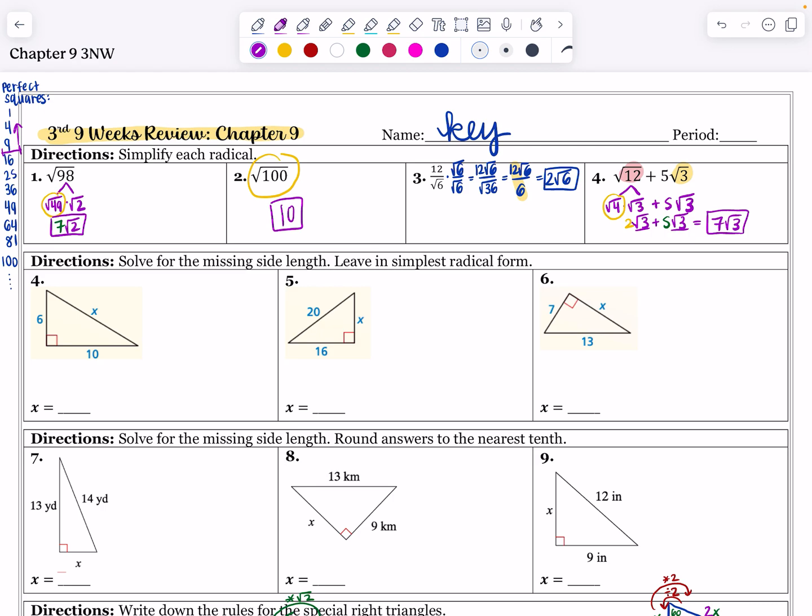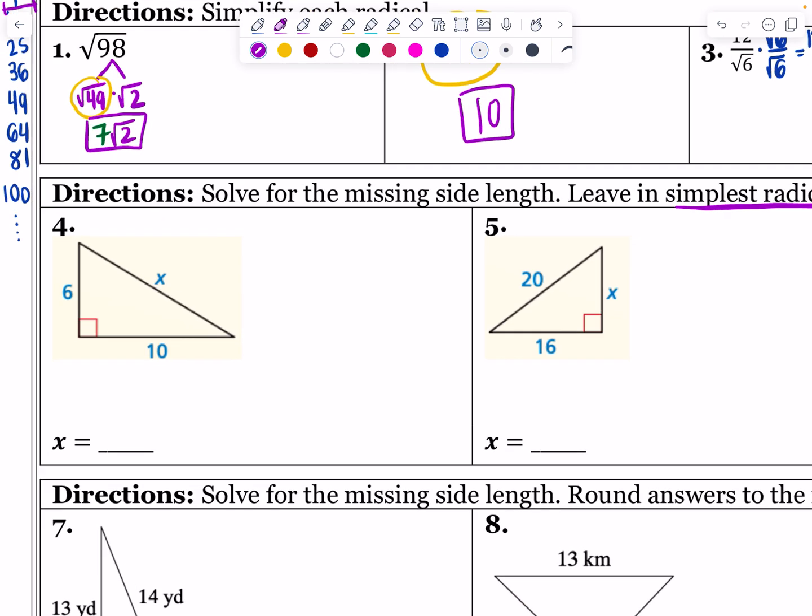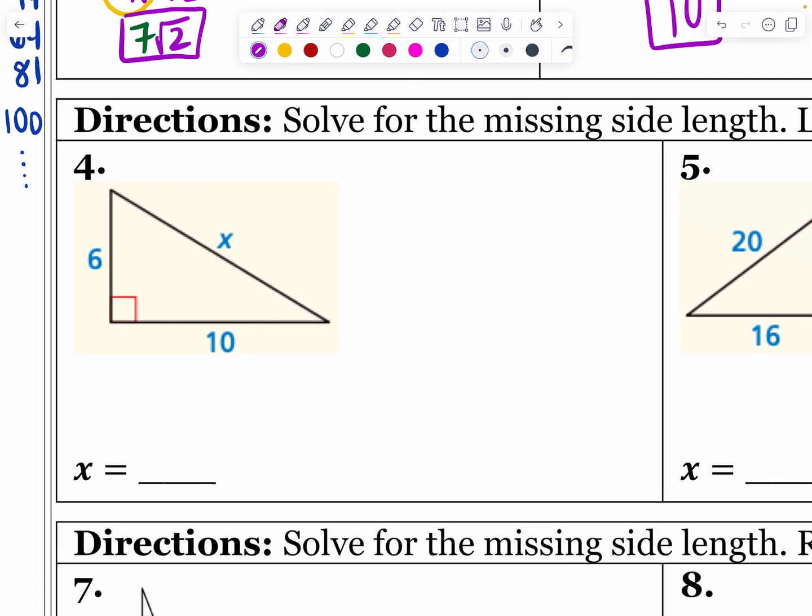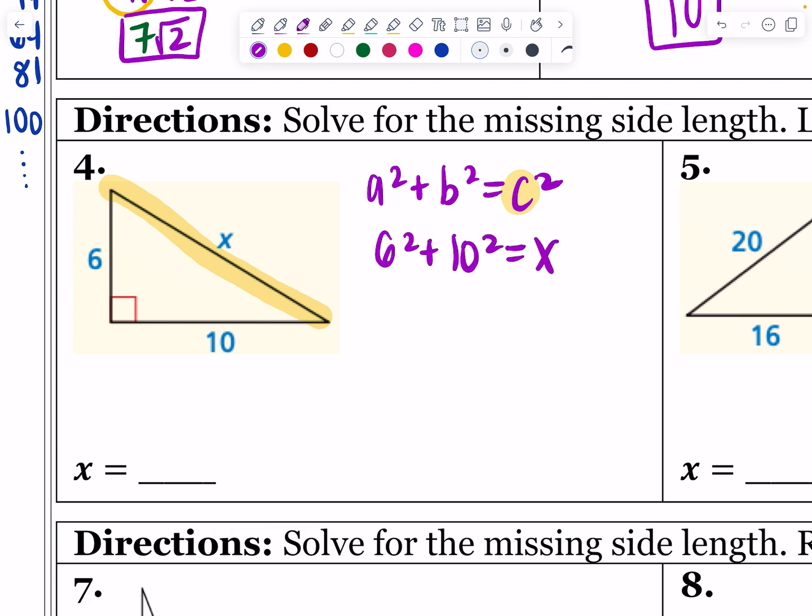All right, the next section says solve for the missing side length. Leave in simplest radical form. So you can see this popping up again. Okay, so this is going to be Pythagorean theorem. I have 2 out of the 3 side lengths of a right triangle. Remember that is a squared plus b squared equals c squared, where c is always my hypotenuse. And so I'm going to plug this in. I'm going to say 6 squared plus 10 squared equals x squared. That is going to be 136 equals x squared.